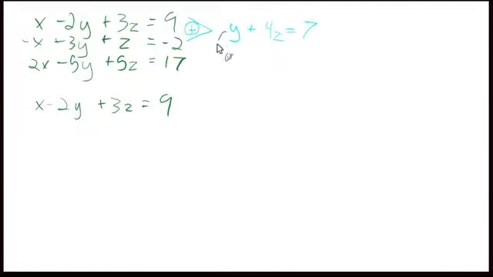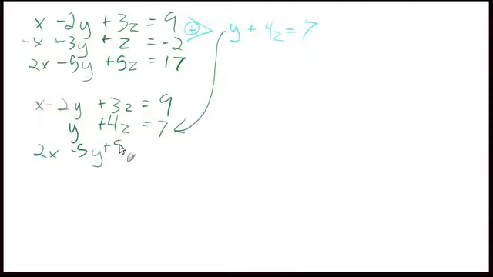So this guy is going to come and replace the second one. This one's going to kind of go away in a manner of speaking. It really just got changed into this guy. So this is going to be y plus 4z equals 7. And then this is just the same as it was. Y plus 5z equals 17.